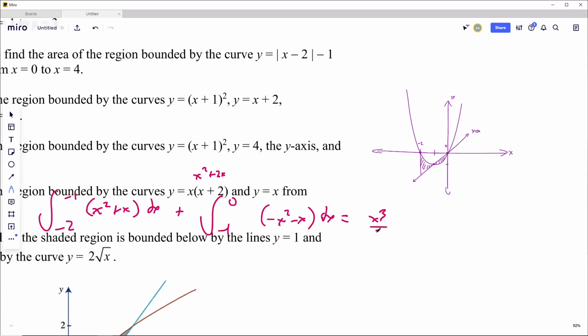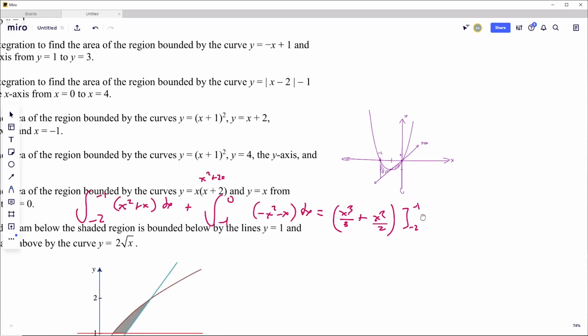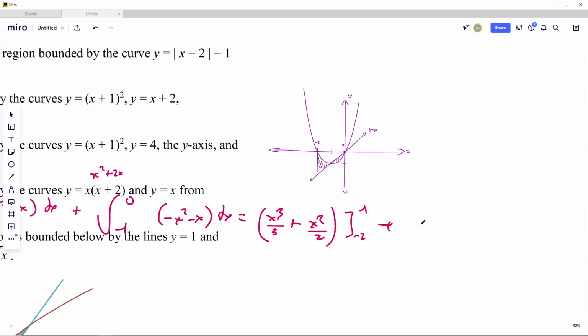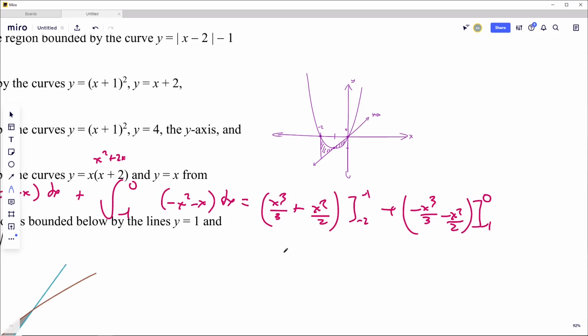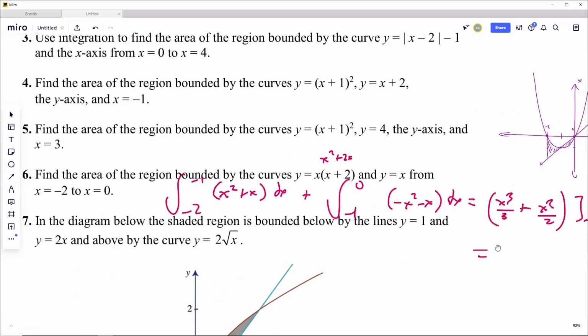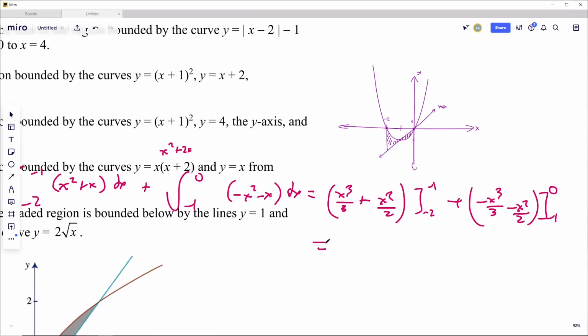x to the power of 3 over 3 plus x to the power of 2 over 2 from -2 to -1, minus x squared, minus x to the power of 3 over 3 minus x squared over 2 from -1 to 0. This is the annoying part. We have to substitute. I mean, you can do it, or I can just tell you immediately. Wait, which number is this? 6, so the answer is 1, so let's double check.